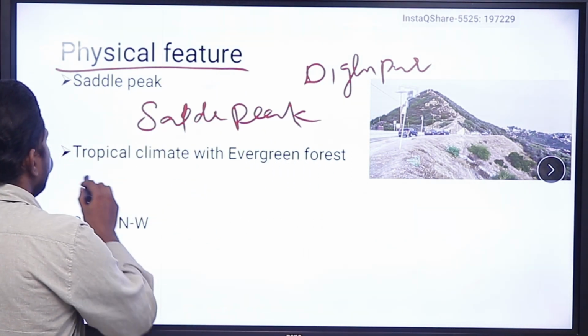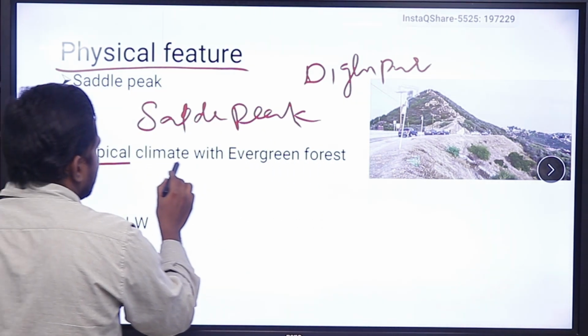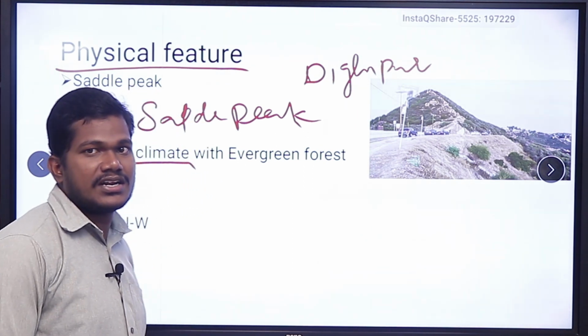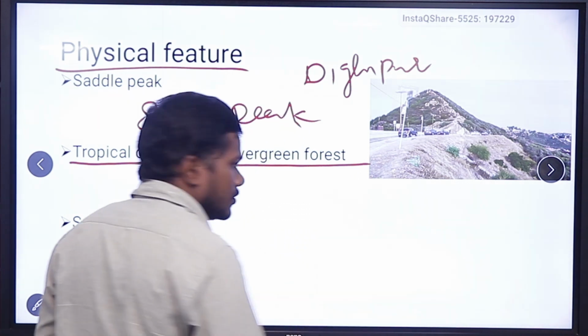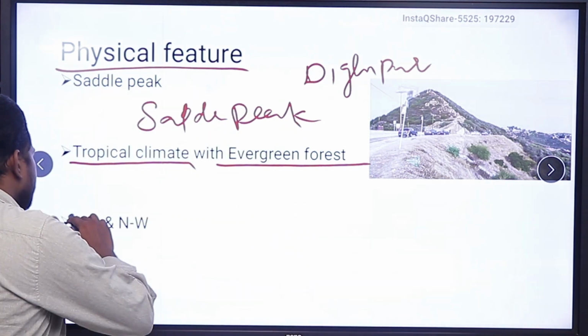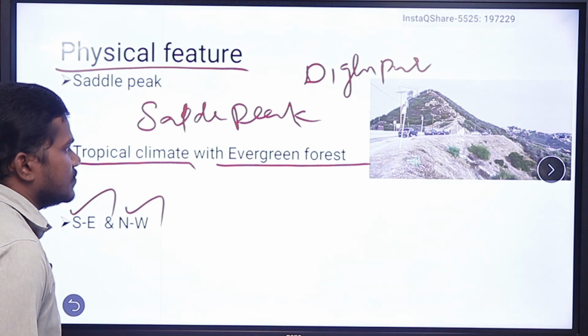So the climate prevailing in Andaman Nicobar is a tropical climate because it's located in the tropical region with evergreen forest. So it gets rainfall from both the southeast and northwest monsoon.